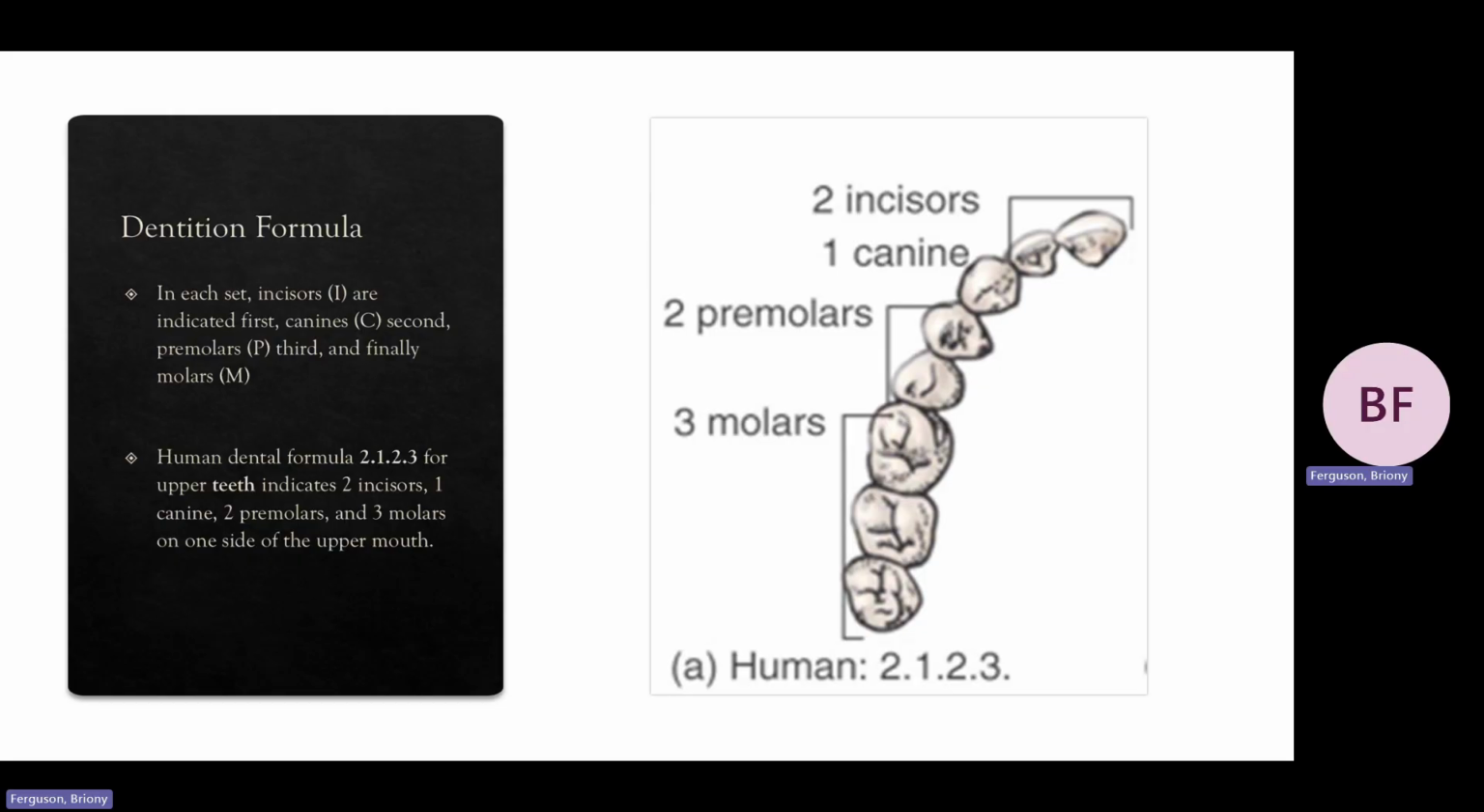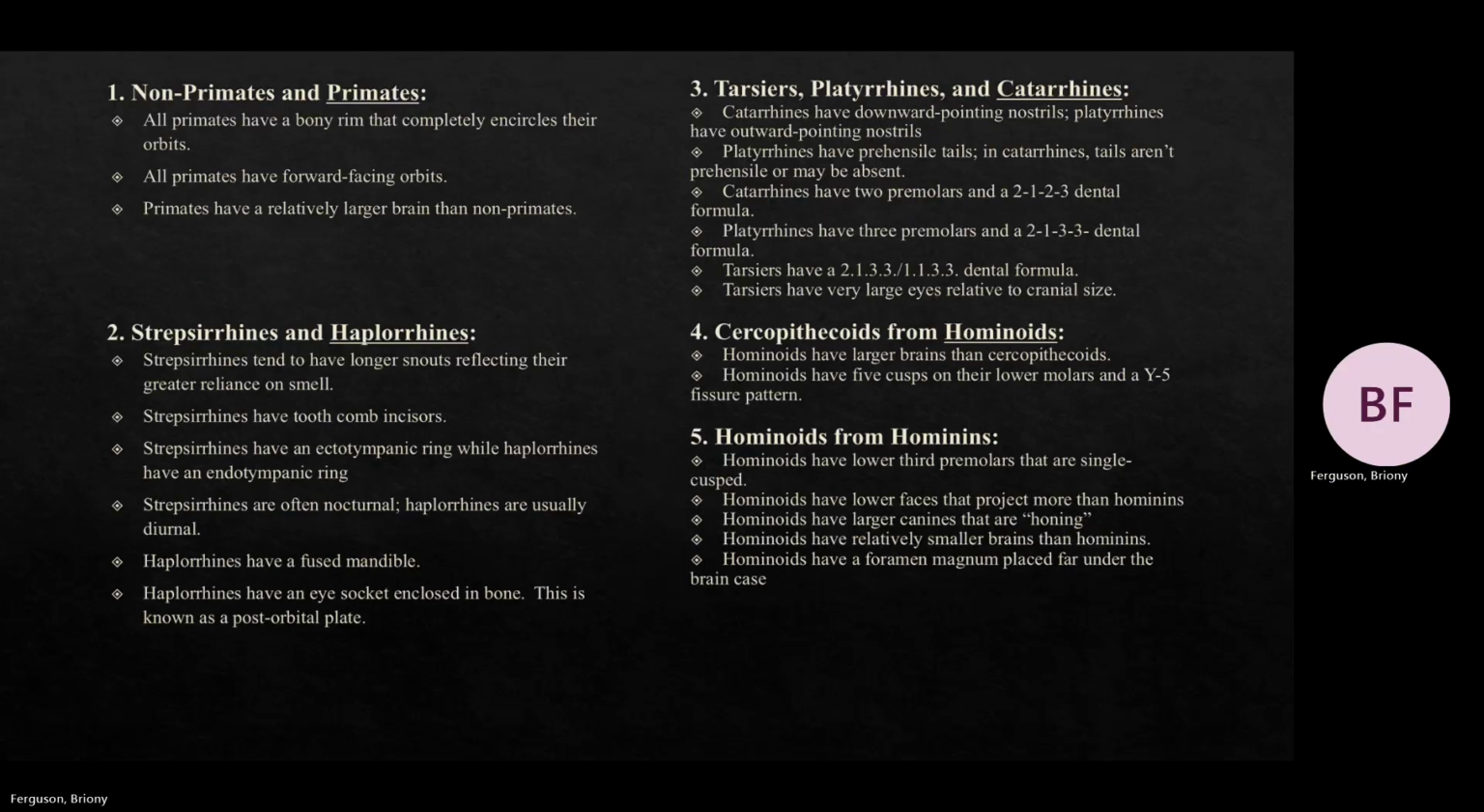Now, not all primates have this 2, 1, 2, 3 dental formula, and not all primates have a dental formula that matches between the top and the bottom teeth. You will see this on the homework for this week as well. But we will go over it very quickly together.